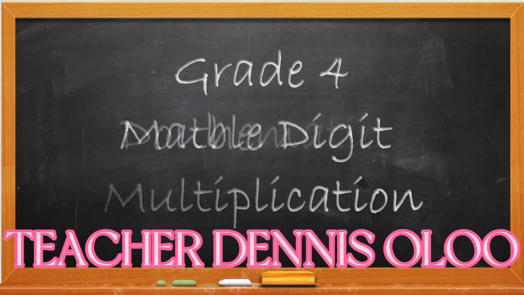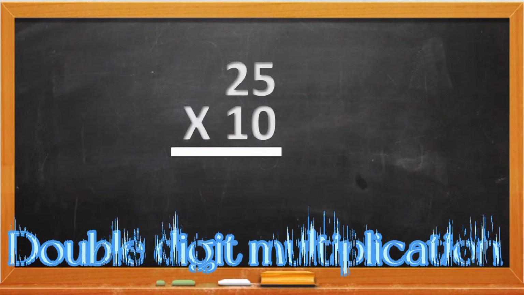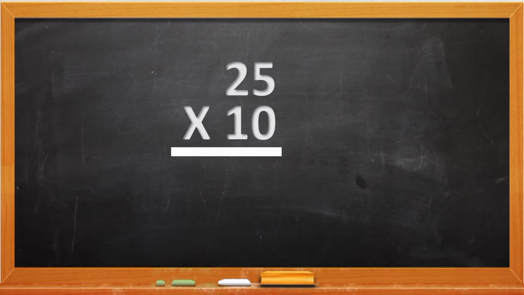Today we want to talk about grade 4 mathematics. So allow me to take you through double digit multiplication. So the first example is going to be 25 times 10.